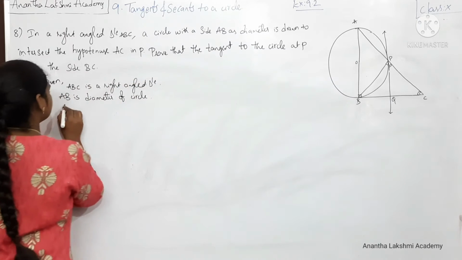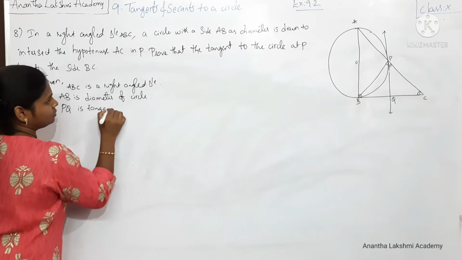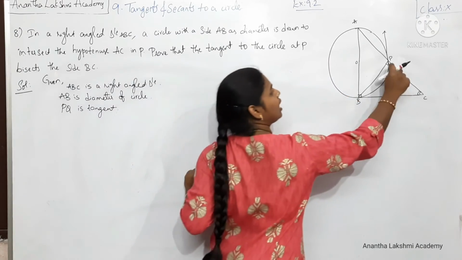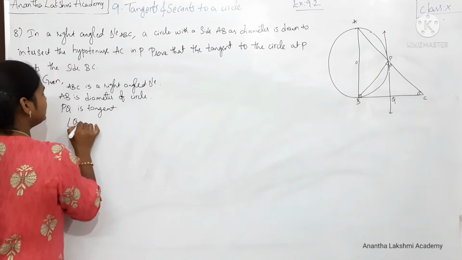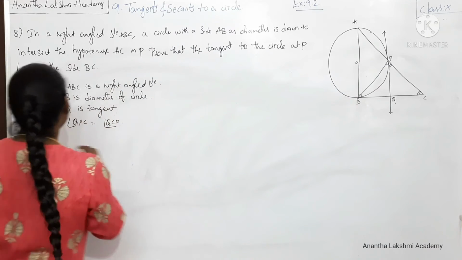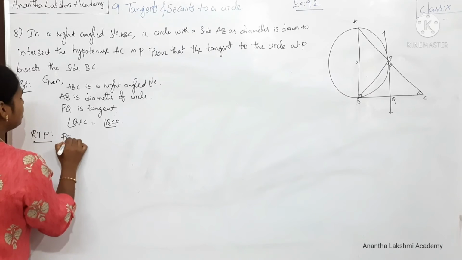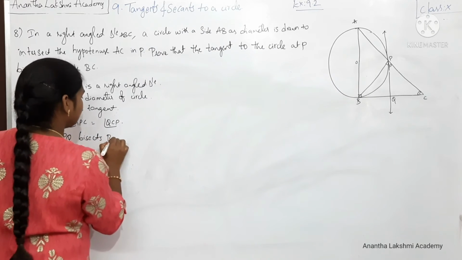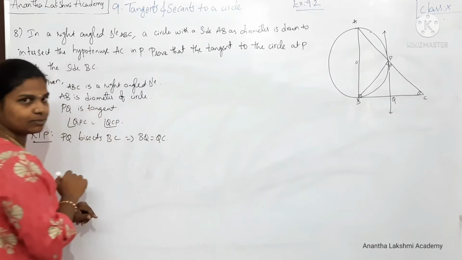PQ is the tangent, isn't it? And that is also given, right? These two angle symbols are equal, meaning angle QPC is equal to angle QCP. What are we supposed to prove? Required to prove is nothing but PQ bisects BC, meaning BQ is equal to QC.